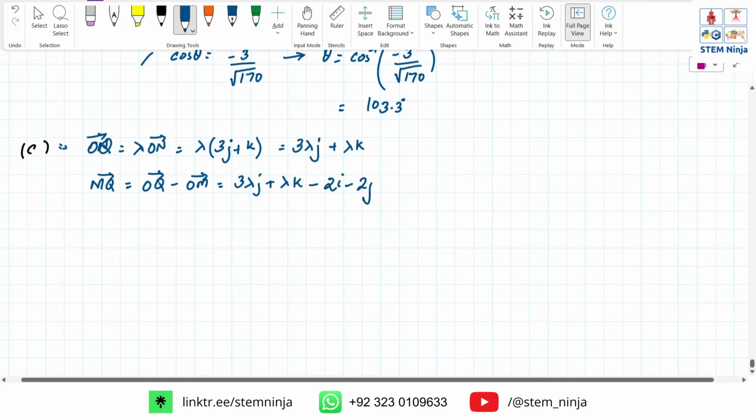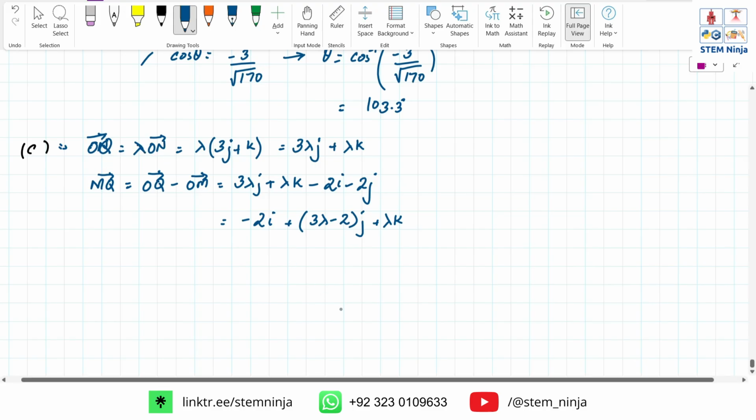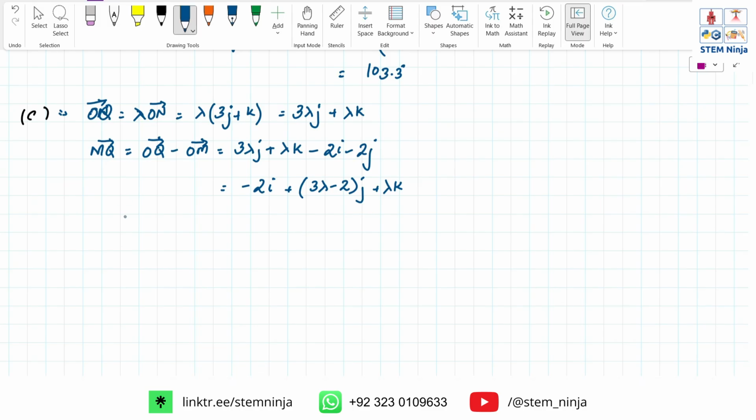Minus 2i minus 2j, because the sign was negative. So we have to lump the j components together. So this is minus 2i plus 3 lambda minus 2j plus lambda k. Anything else that we need? Right, okay, now we can go on to the dot product, that ON dot MQ is 0.